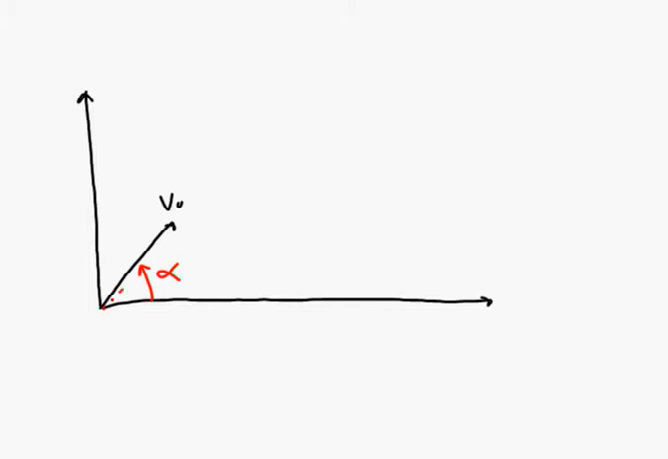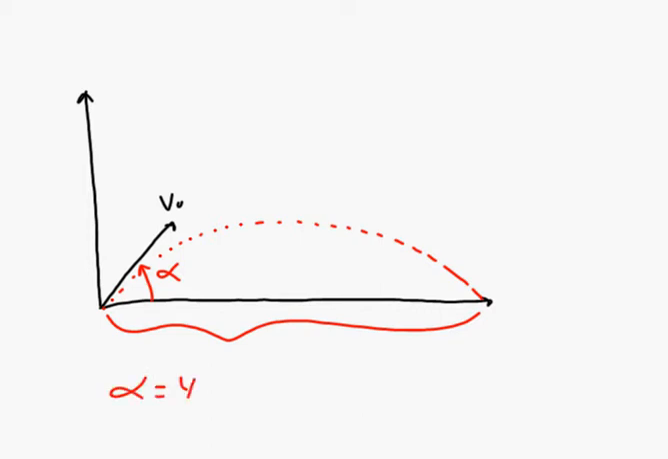So something like this. You know you're going to throw this object. It's going to follow that path. And the question is, how do we maximize this distance? That's our goal, our horizontal distance traversed. And you end up showing that 45 degrees is the optimal angle to do this. And there's another video actually that explains that.